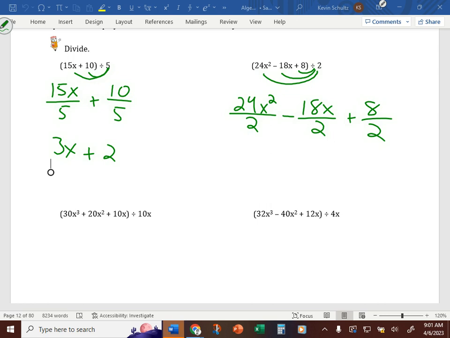And what do we get? 24x squared divided by 2. 12x squared. Negative 18x divided by 2. Negative 9x. And 8 divided by 2. Plus 4. So 12x squared minus 9x plus 4. You know this is minus 9x here because it's negative 18x in the original expression. Half that would be negative 9.